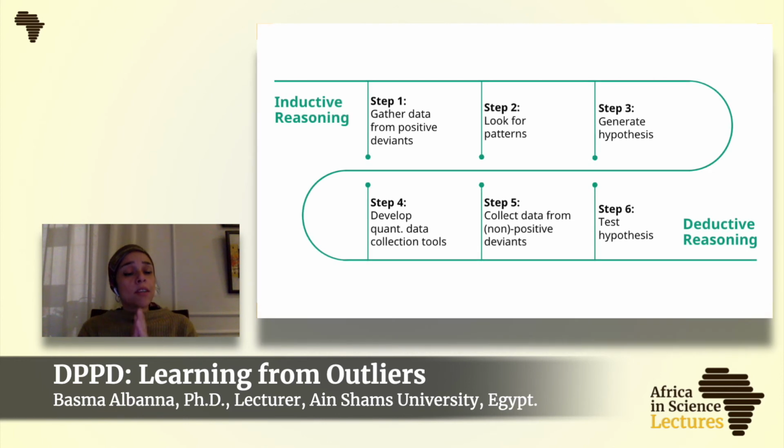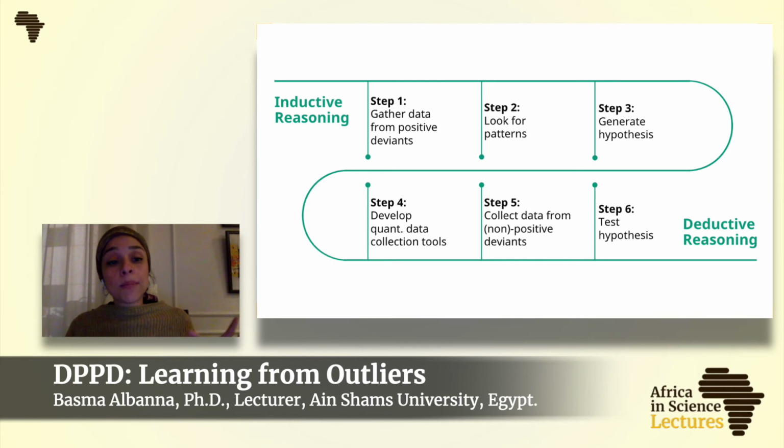But when it comes to data collection, it's extremely important to follow this 6-step approach. So you start by gathering the data from the positive deviance. You start by looking for patterns within the positive deviance. You start by generating hypotheses about those patterns and about what could be the factors underlying the good performance.